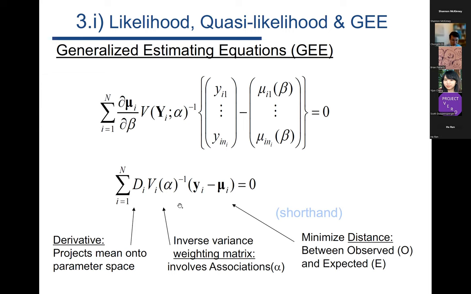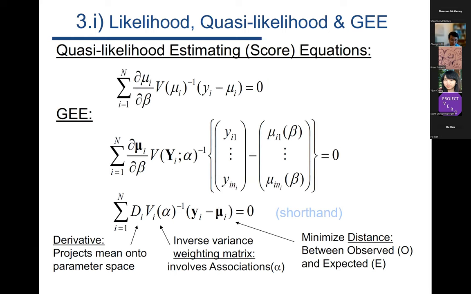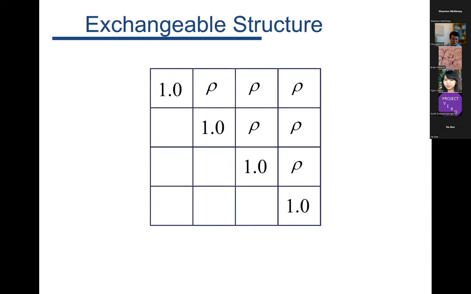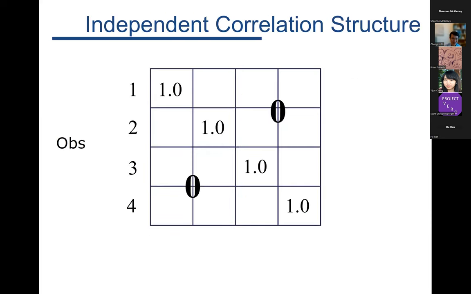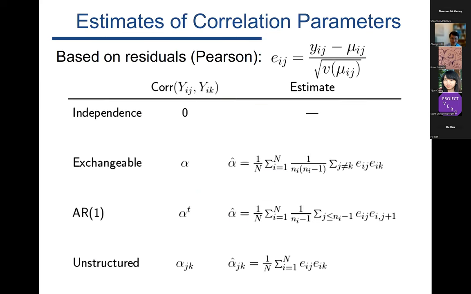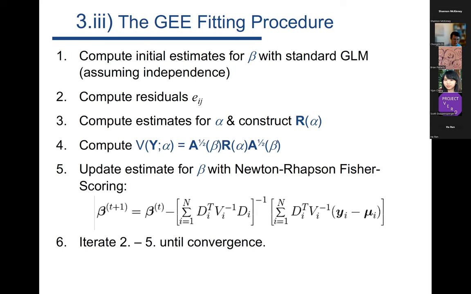Okay, so although this seems complicated, hopefully you can still get some idea of why GEE has these properties in terms of validity and efficiency. I think we have gone through this before. This is talking about different working correlation structures, and this gives you the formula for estimating these coefficients. You will use some statistical package, so you don't really need to know the details here.